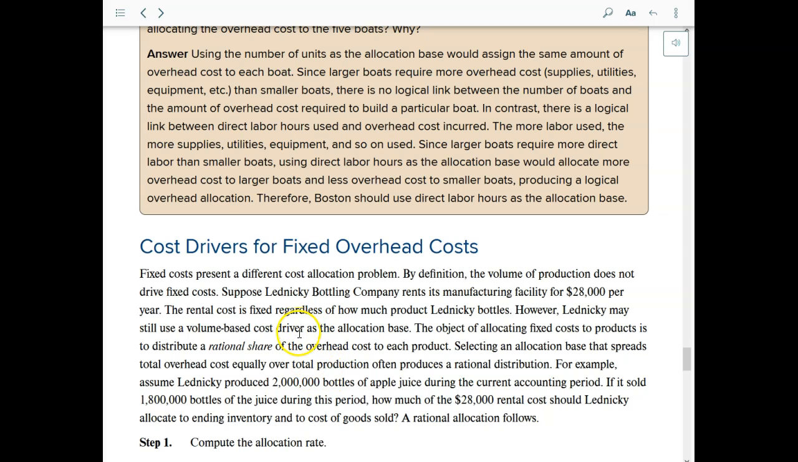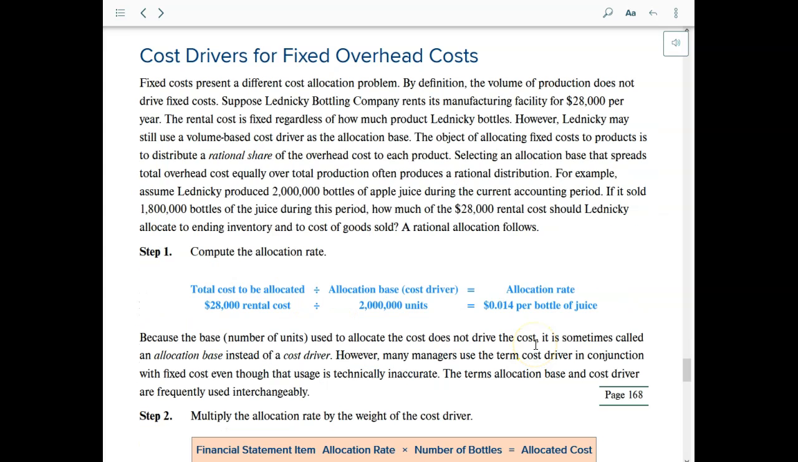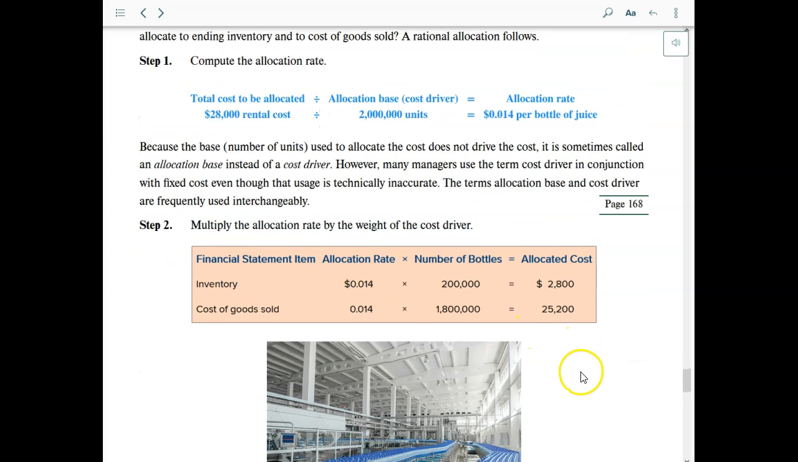Now this is just another very similar example. Cost drivers for fixed overhead cost. I believe this example is rental cost, $28,000. They decide to use units. Okay, so if you do this, $28,000 divided by units of the different products they're making, different bottles and so forth, then we have, again, $0.014 per bottle of juice, per unit. So if you believe that is the best cost driver to use, then that's fine.